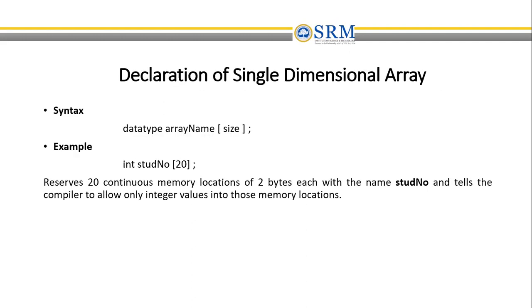You can see how an array can be declared. In this syntax, we have a data type and then the array name, and within square brackets, we mention the size of the array. An example is given here for an integer array of 20 contiguous memory allocations in the name of STDNO.